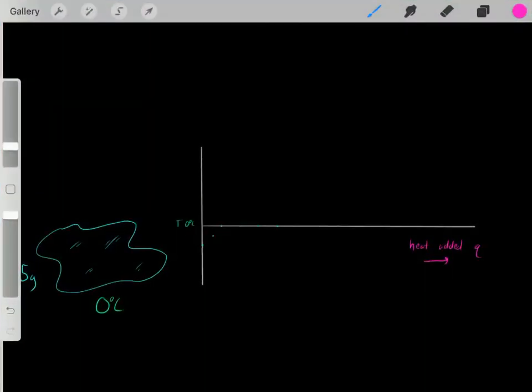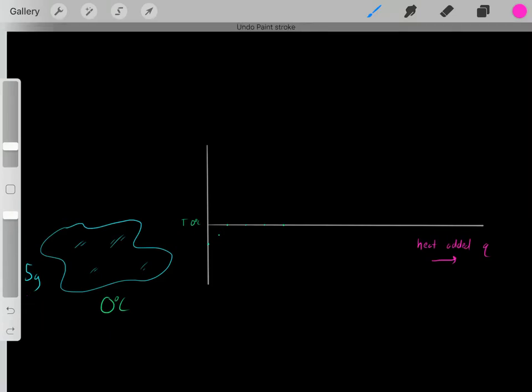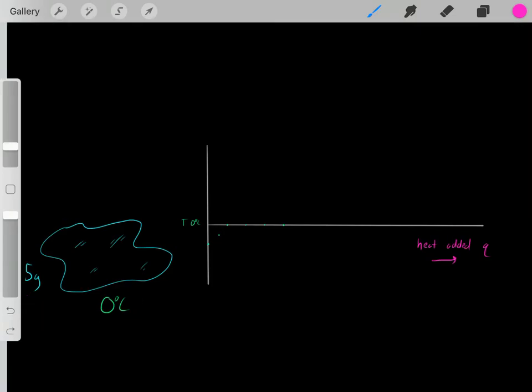So in the last video, we left off with a 5-gram puddle of water with the current temperature of 0 degrees Celsius. And I highly recommend you watch the previous video. I have a link of it below because we're going to build upon those ideas. But now we have a 5-gram puddle of water with the current temperature of 0 degrees Celsius. Now what's going to happen if we add more heat to this puddle of water?